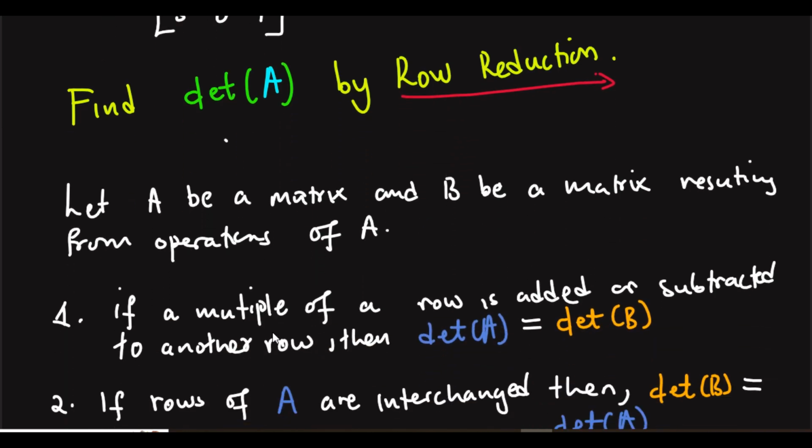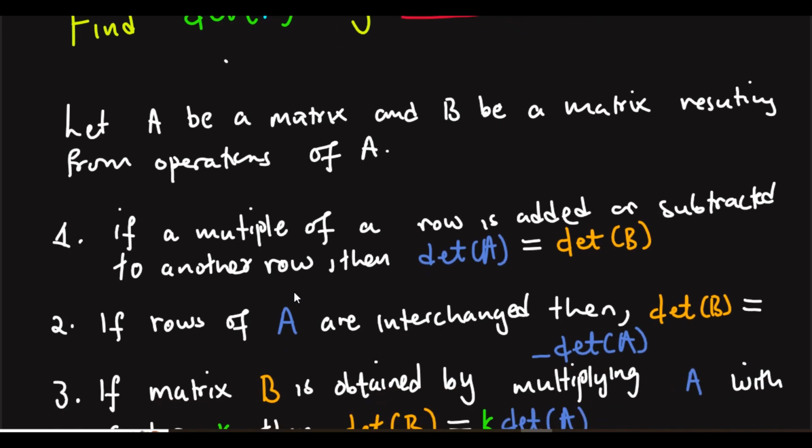Let A be a matrix and B also be a matrix. B is a matrix that results from the operations performed on A, meaning B is the matrix that results when operations are performed on A.